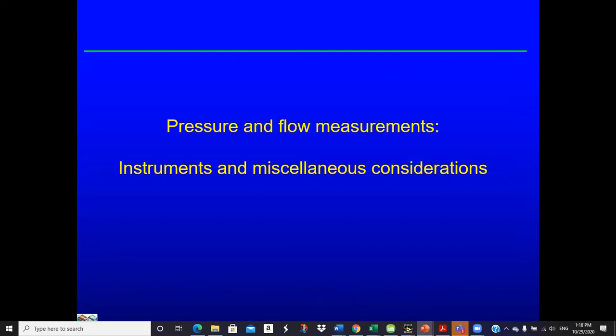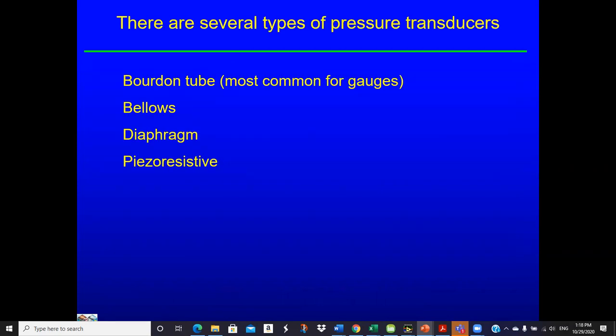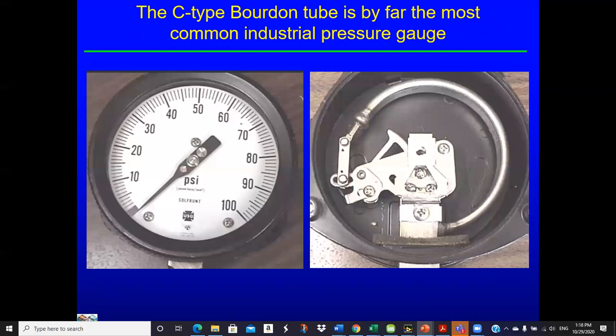Okay, pressure flow measurements, instrument, miscellaneous. These are different types of pressure transducers. The Bourdon tube, that's the curved tube. Put pressure in, you've got more surface area on the outside than the inside, so it opens up with pressure. Bellows, diaphragm, piezoresistive, all this. So that's a Bourdon tube. You see that curved tube in there, you put pressure in there and it tends to open up, and then you've got a mechanism that changes the pointer position.